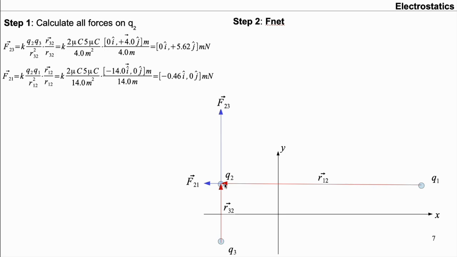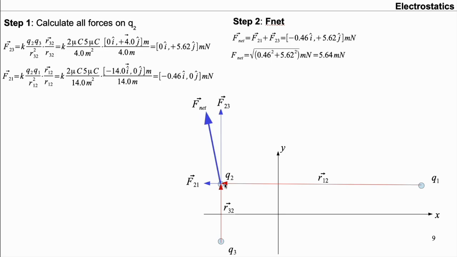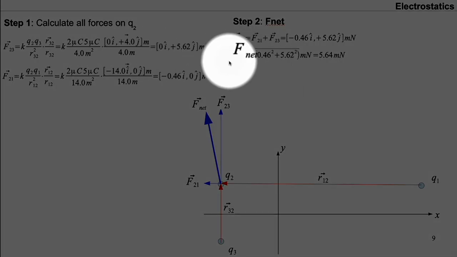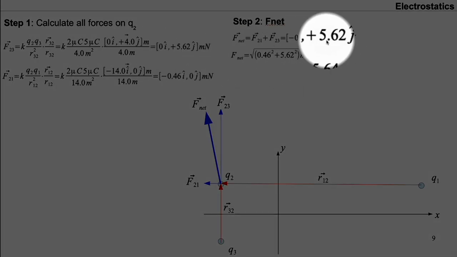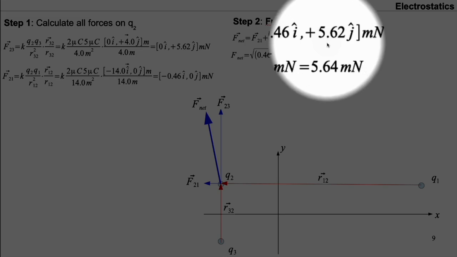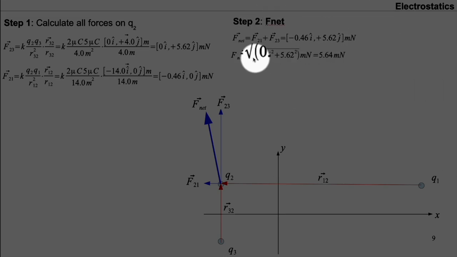So the next step is to calculate the net force. That's actually fairly simple. I simply add my two forces that are acting on charge two. And I also want to calculate at this point the magnitude of that force, not just the vector. You're going to see in a second why I also want to calculate the magnitude using Pythagoras.